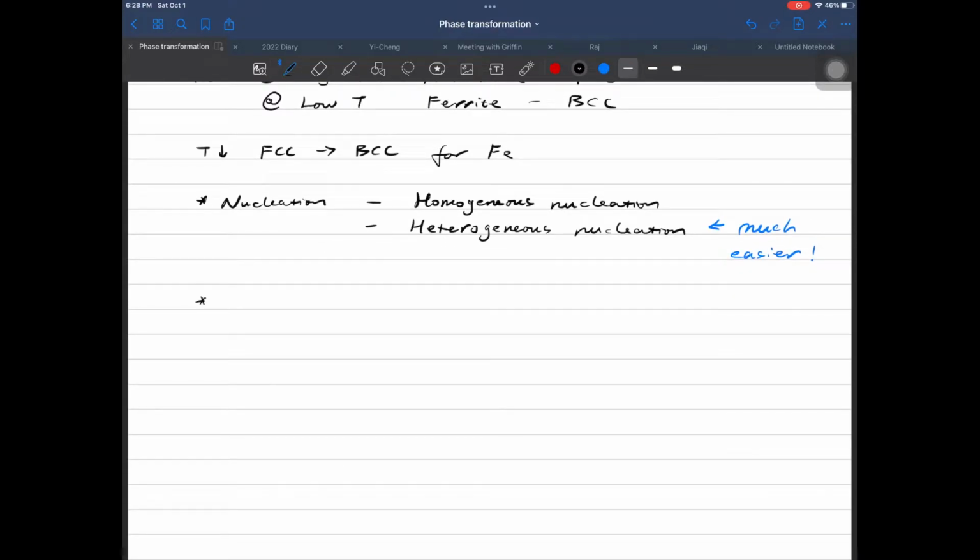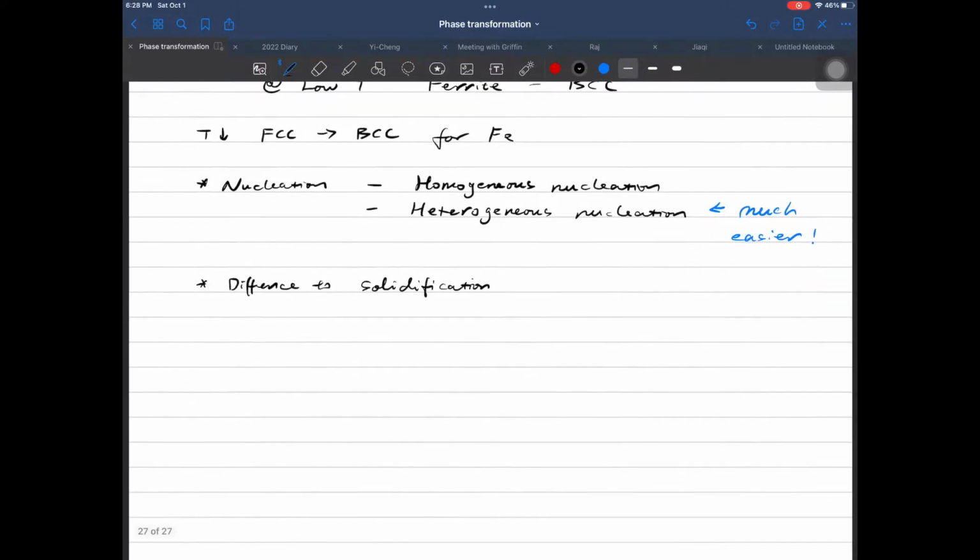So far, we focused on the similarities between the solid to solid diffusional phase transformation and solidification. Then what are the major differences? In the case of solidification, at high temperature, you have the liquid phase. The only interface that is present is the interface between the liquid and the mold. In contrast, in the solid-solid phase transformation, the high temperature phase is a crystalline phase. Therefore, there will be grain boundaries in the high temperature phase, which can also serve as nucleation sites for heterogeneous nucleation.